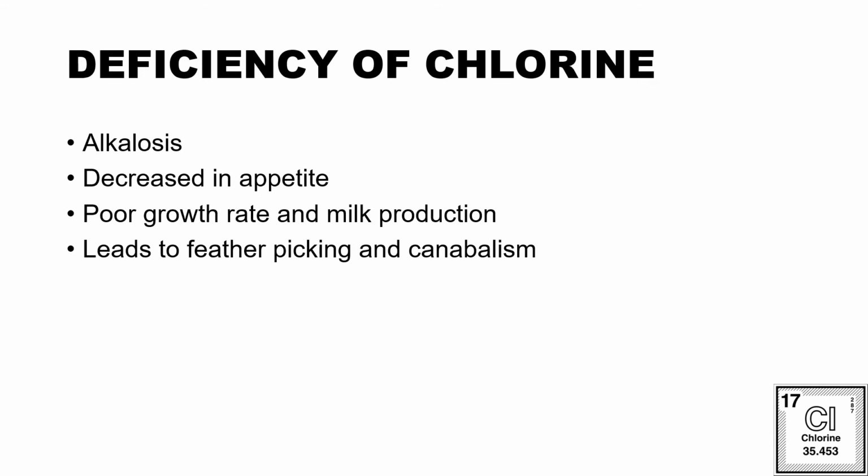So for the deficiency of chlorine, it will lead to alkalosis. So when we say alkalosis, yung pH level doon sa body ng animal, it is high. It is higher than yung neutral na 7 na pH level. So yun yung alkalosis. Pag deficient ka sa chlorine, di ba it is often associated with hydrochloric acid, mga ganon. So pag deficient ka sa chlorine, this may lead to the body having an increased pH level. So yung alkalosis na tinatawag.